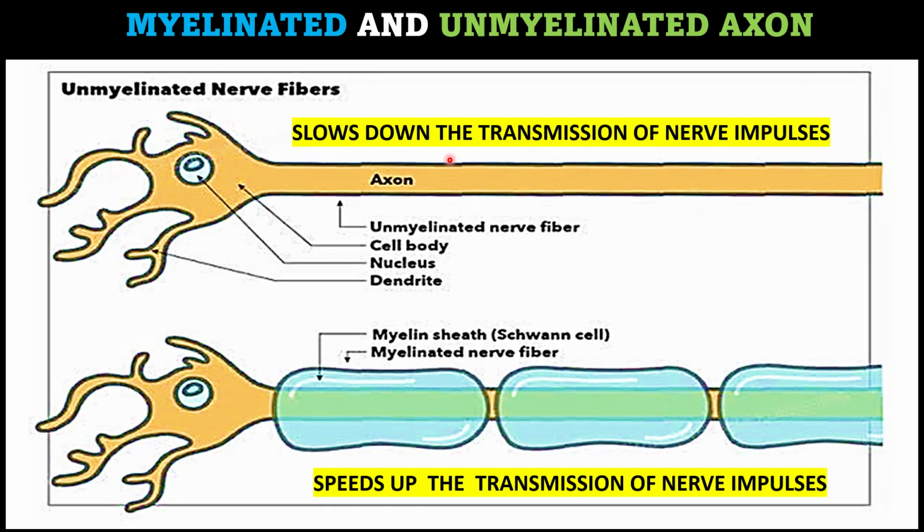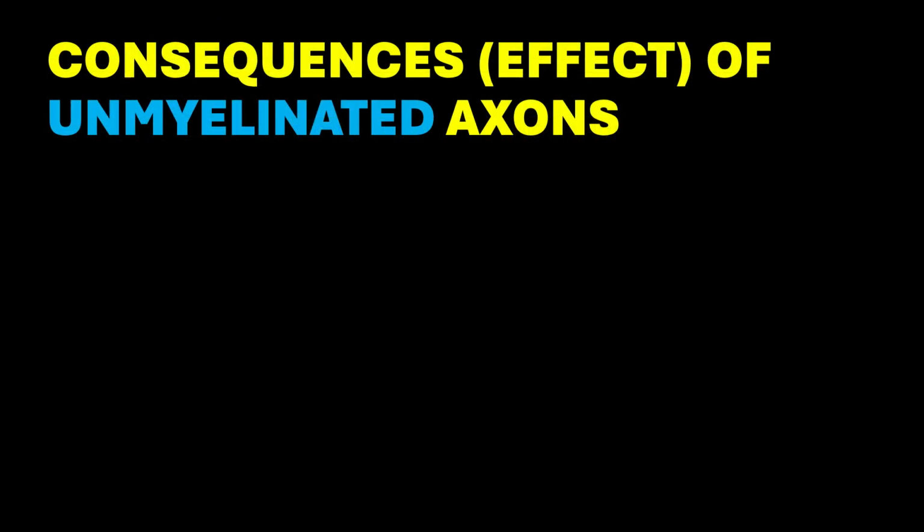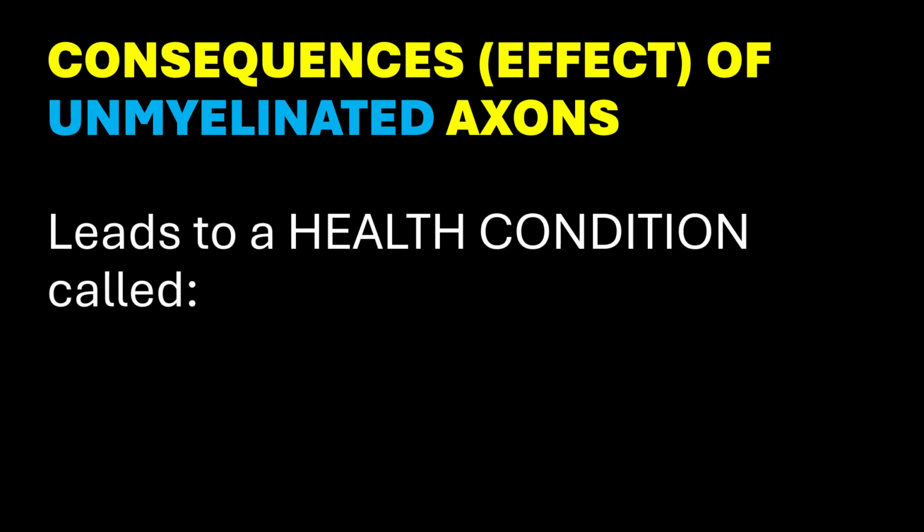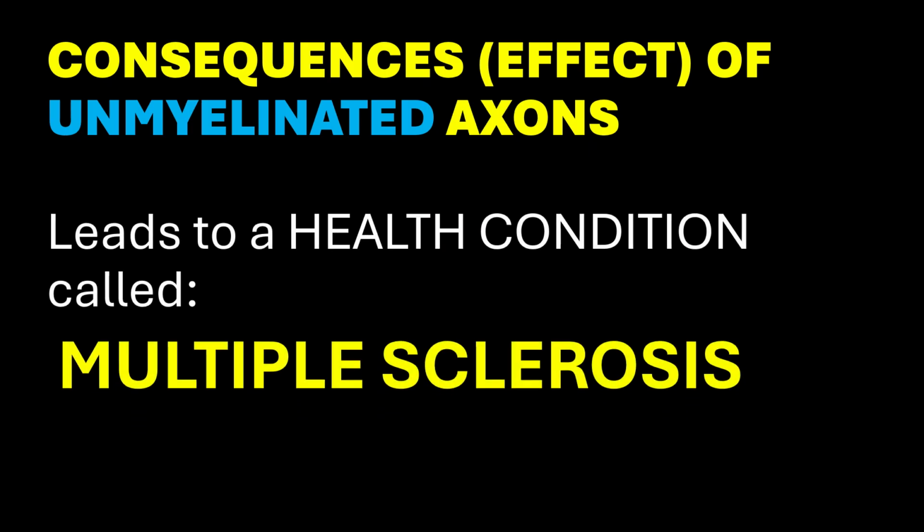But what if a person develops this type of neuron as he or she grows up? What will be the consequence? Here, we look at the consequence of unmyelinated axon. It leads to a health condition called multiple sclerosis. So those are the two diseases of the nervous system that you need to know.